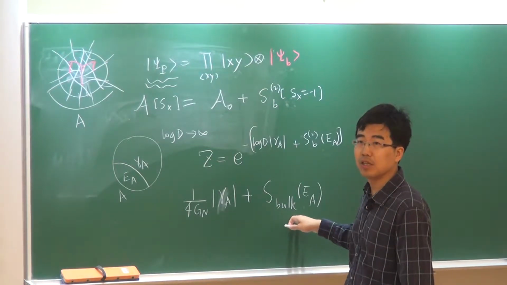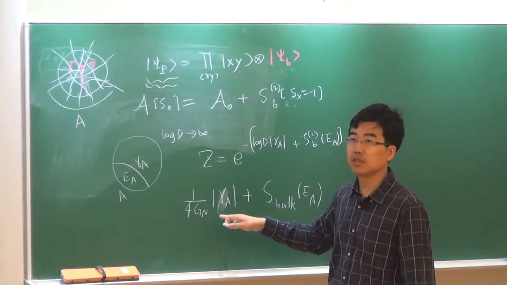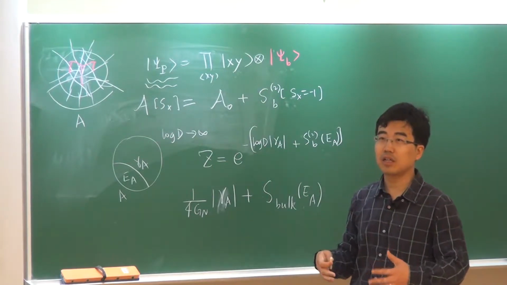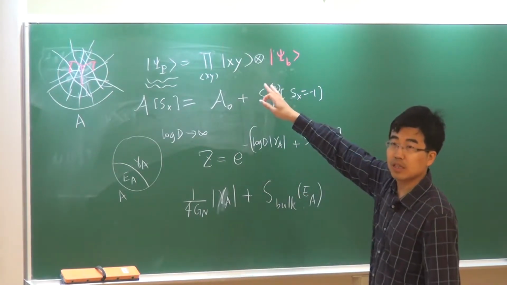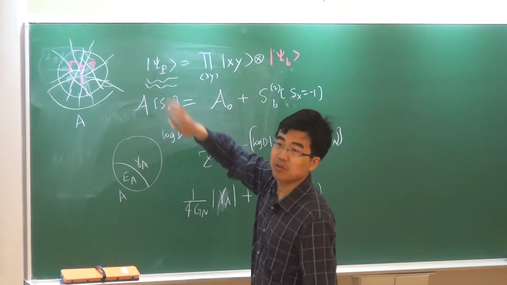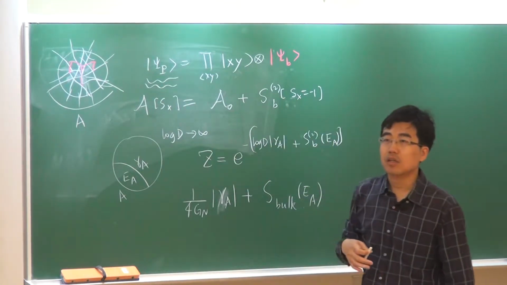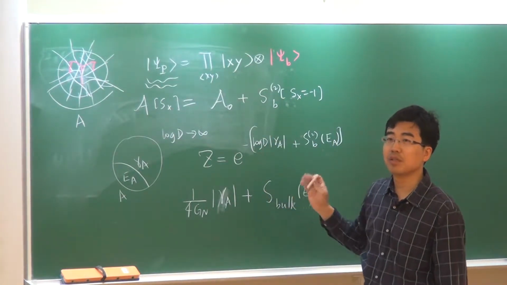This is really in common, actually. But in the gravity theory, this is not in common, this is just an area. But in the tensor network, they are both in common in the state before projection. So actually there's no sharp separation of the two.